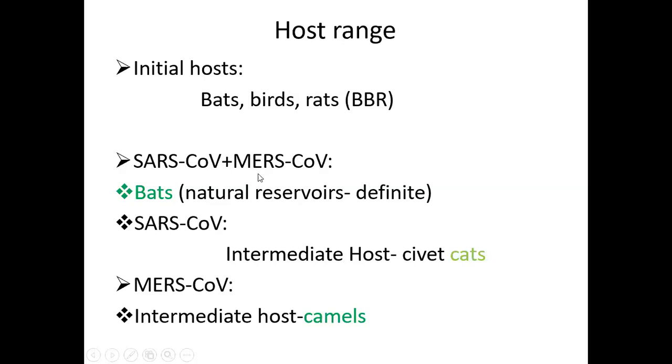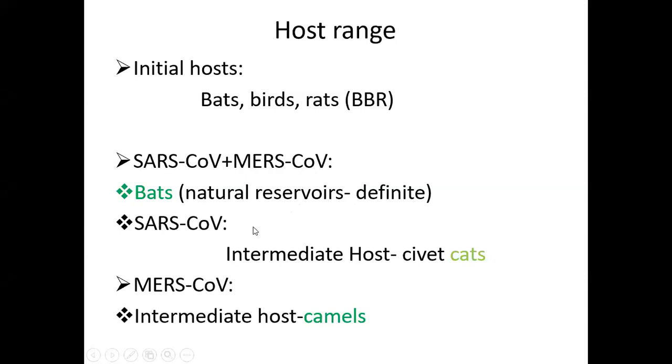The SARS coronavirus and MERS coronavirus, the reservoir is in fact the bats. The bats are the natural reservoirs for both of these, the SARS coronavirus and the MERS coronavirus. So these are the definite hosts.